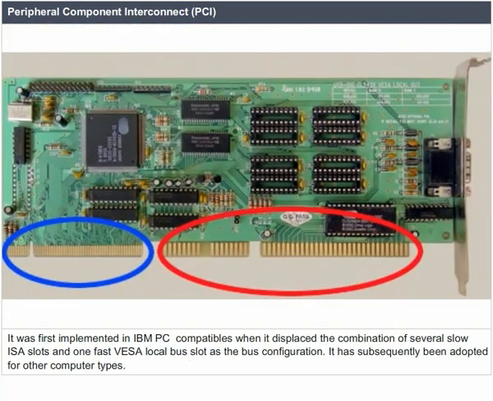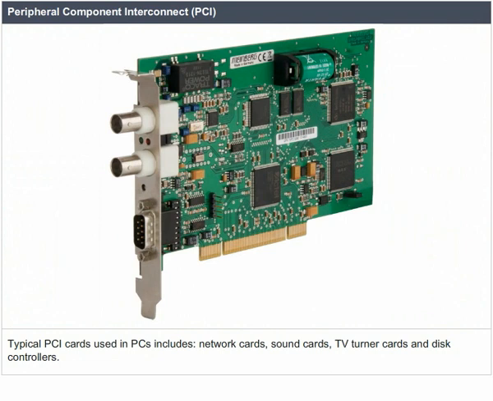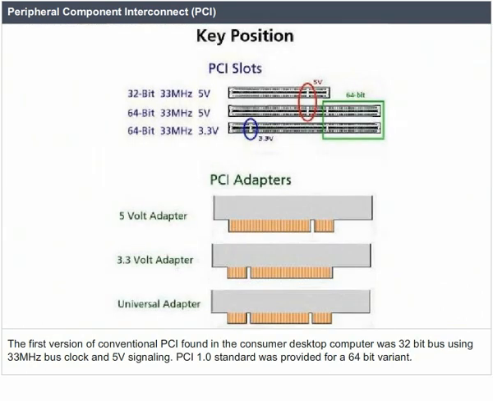It was first implemented in IBM PC compatibles when it displaced the combination of several slow ISA slots and one fast VESA local bus slot as a bus configuration. It has subsequently been adopted for other computer types. Typical PCI cards used in PCs include network cards, sound cards, TV tuner cards, and disk controllers. The first version of conventional PCI found in consumer desktop computers was a 32-bit bus using a 33 MHz bus clock and 5-volt signaling. The PCI 1.0 standard provided for a 64-bit variant.